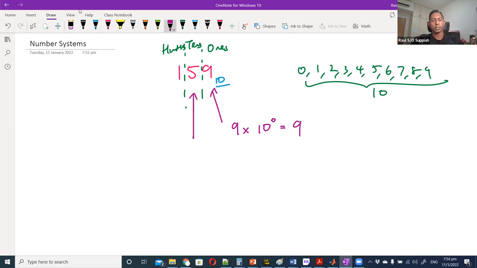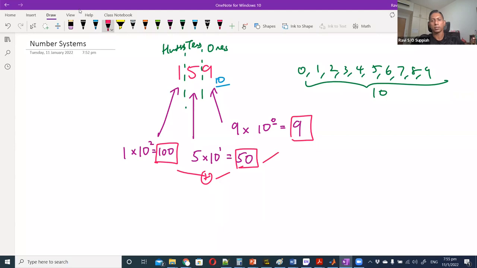So when we say it's a weighted position, we start off with weight 0, and then it increments by 1 with each bit. So now it is weight 1, multiplied by 5, which will be 50. And finally, here it will be power 2 multiplied by 1, which is 100. So I take these three values, 100 plus 50 plus 9. What do I get? 159. So this thing that we learn in primary school, ones, tens, hundreds, and so on, is actually the weighted position system of this base 10 way of representing numbers.